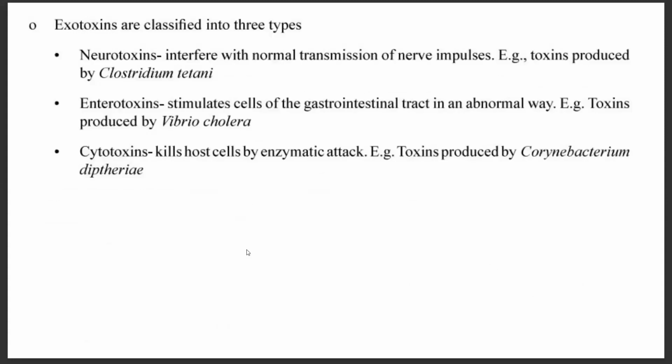Exotoxins are classified into three types: neurotoxins, enterotoxins, and cytotoxins. Neurotoxins interfere with the normal transmission of nerve impulses. Example, toxins produced by Clostridium tetani. Enterotoxins stimulate the cells of the gastrointestinal tract in an abnormal way. Example, toxins produced by Vibrio cholerae. Cytotoxins kill the host cell by enzymatic attack. Example, toxin produced by Corynebacterium diphtheriae.